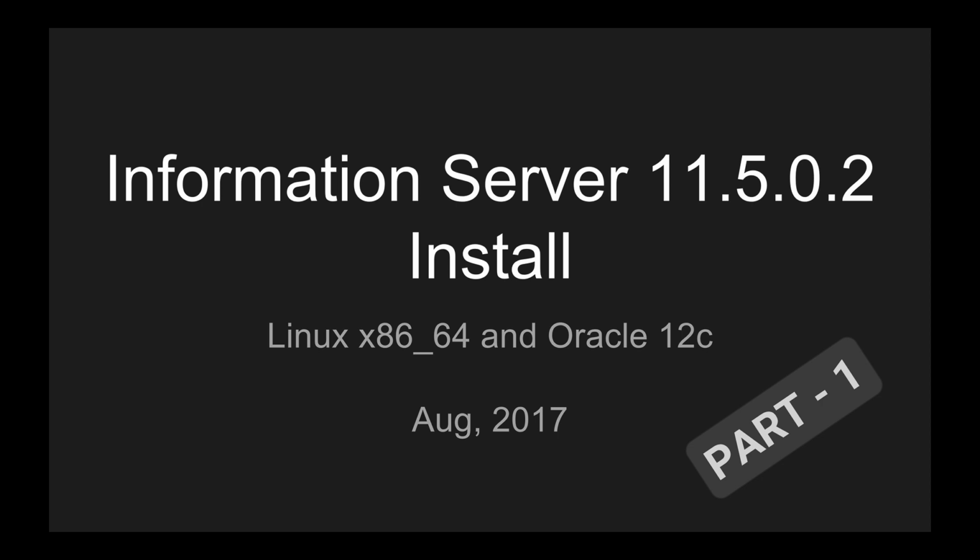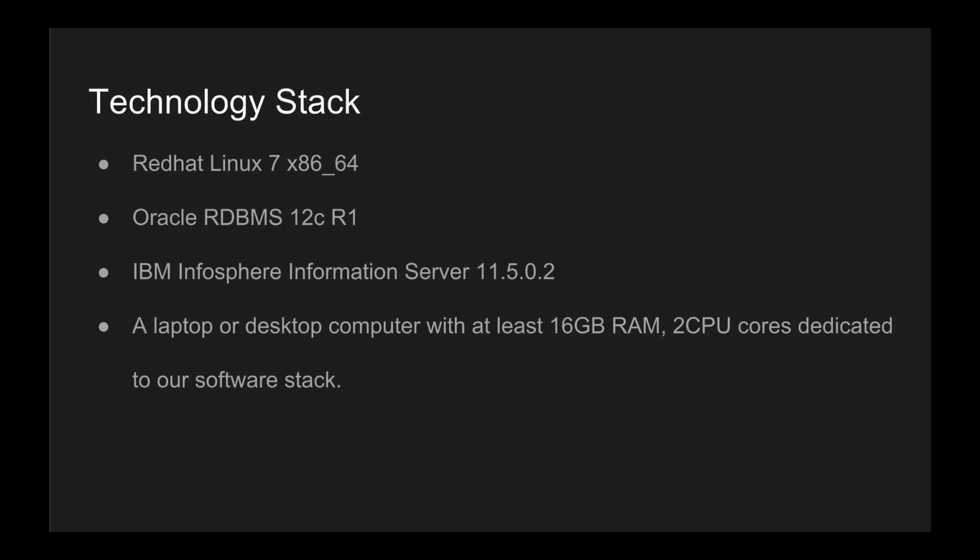So let's get started. So here's what our technology stack will look like. We're going to use Red Hat Linux 7 64-bit, Oracle RDBMS 12c Release 1, and this is version 12.1.0.2. Please note, Oracle Release 2 for 12c has also been released and is available for download. IBM has not yet supported this particular version for Information Server Repository. So if you were to use it, the installation process itself is going to fail with a certain error. So we're going to stay with 12c Release 1.